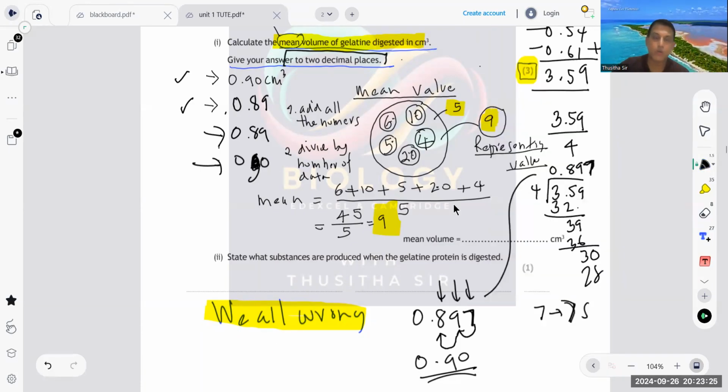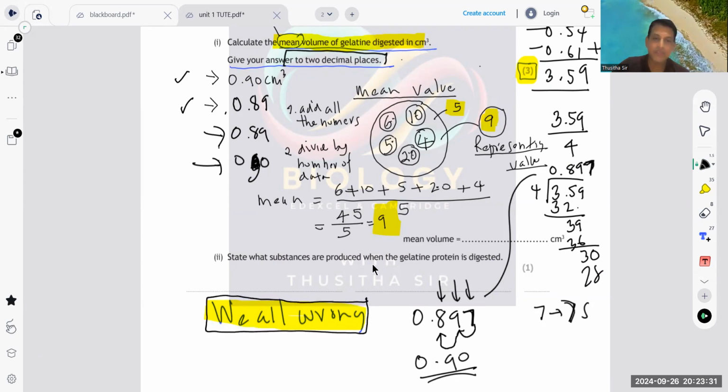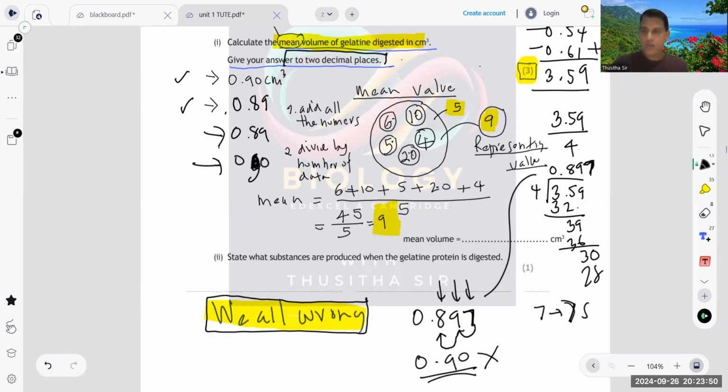Right now, what I'm going to tell you, we all are wrong. This is not the correct answer, because for 3 marks, you can understand just calculating the mean value. We don't get 3 marks, maximum 1 or 2. So then I will show you the technique. What is the correct way of doing this?